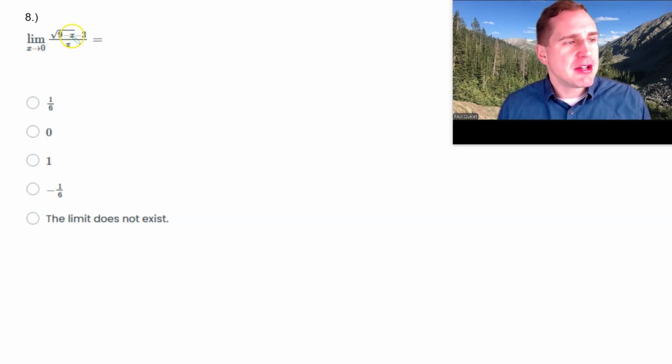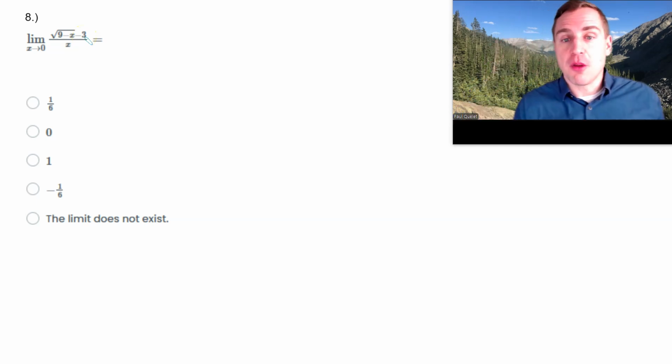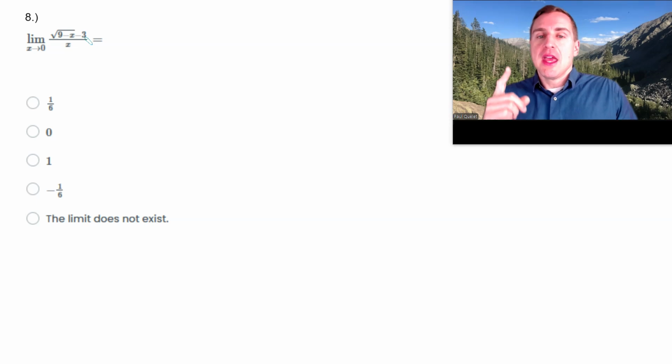Notice if you plugged in 0, you'd end up with 0 in the denominator, but then it'd be 9 minus 0, which is 9. Square root of 9 is 3. 3 minus 3 in the numerator is 0. So 0 over 0 form, indeterminate form, means it can always be simplified.